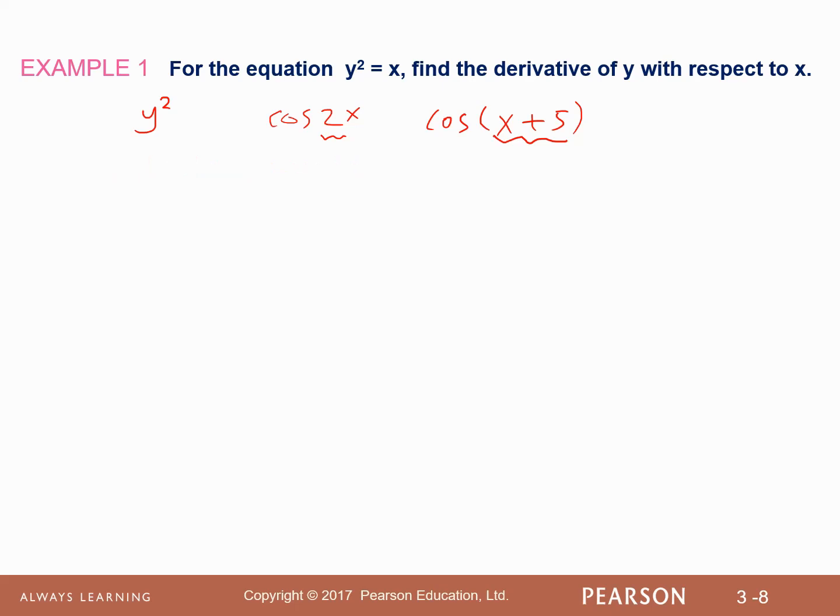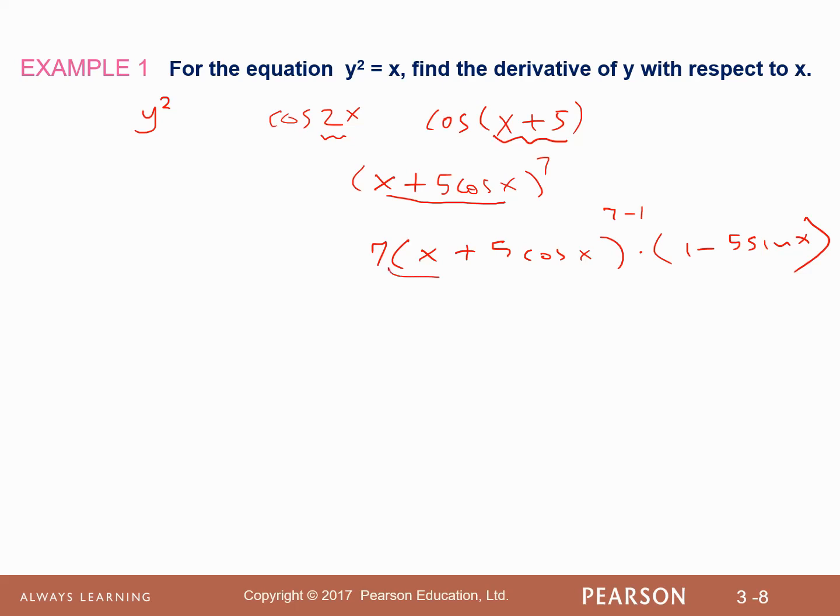The outside, for example, if I have, and we did this one I think, x plus 5 cosine x to the power 7. How do we do this? We said we do the derivative of the outside. So it'll be 7 times x plus 5 cosine x to the 7 minus 1, multiplied by the derivative of the inside. Derivative of the inside is equal to 1 plus 5, and the derivative of cosine is minus sine x, so the sign changes. Got it, everybody? So we're going to treat this one by the derivative of the inside and the derivative of the outside. Let's go ahead and try to treat it that way.